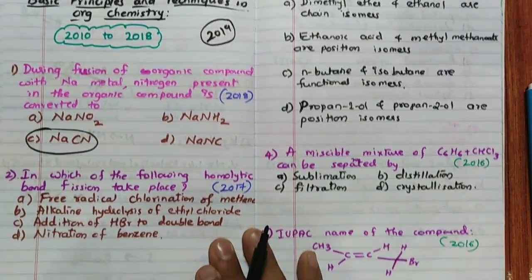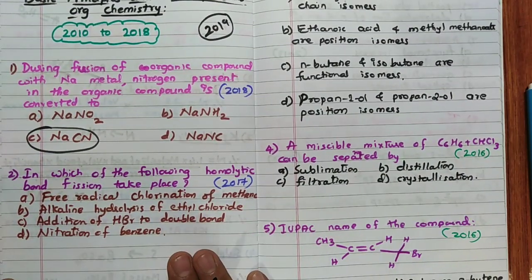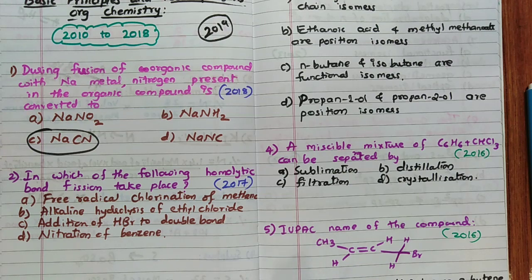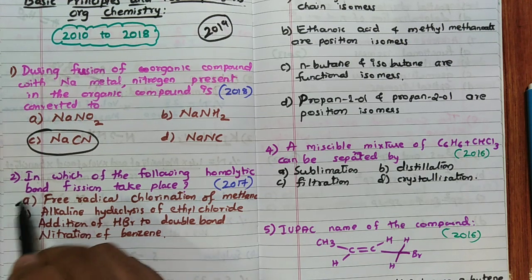2018, 2017. In which of the following does homolytic bond fission take place? Homolytic fission results in free radicals. Remember, free radical. Heterolytic fission results in carbocation and carbanion. So the answer is A.